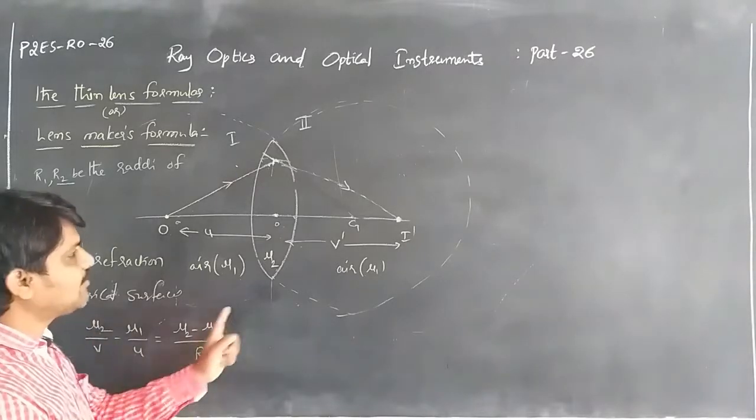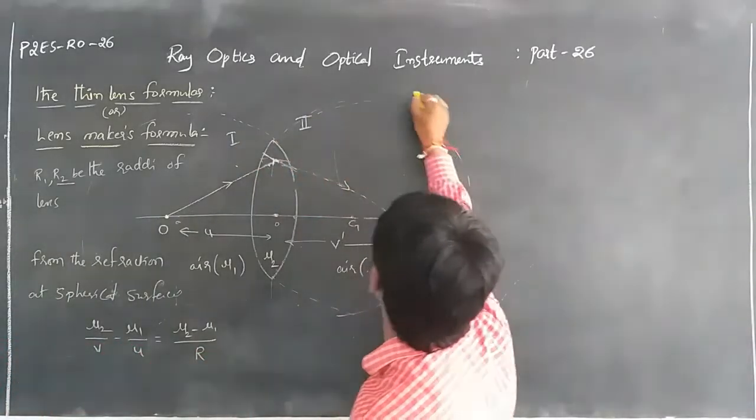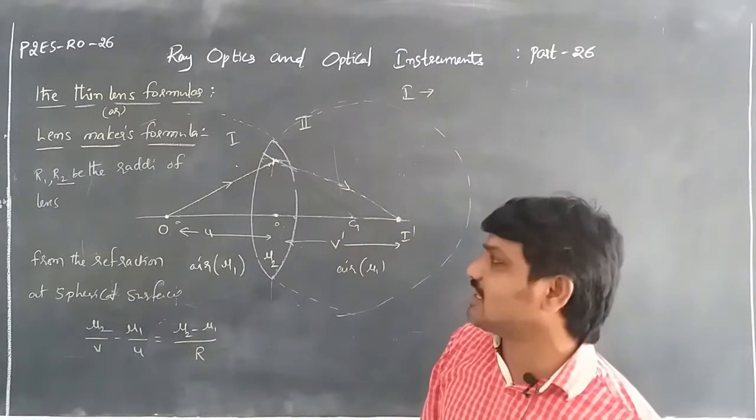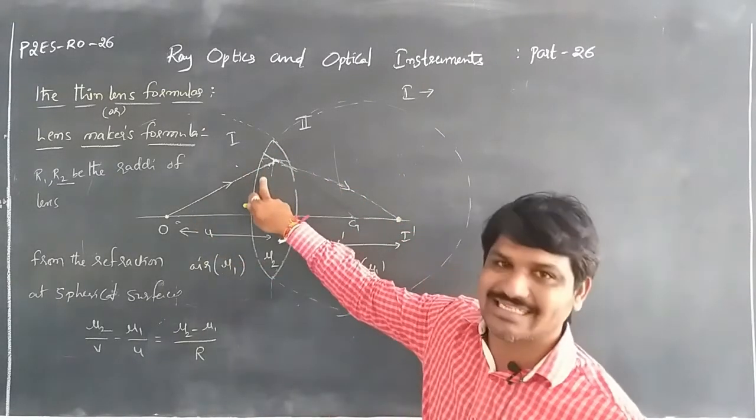So by using this formula, if we come to the first surface, the light ray is passing from the rarer medium to the denser medium.